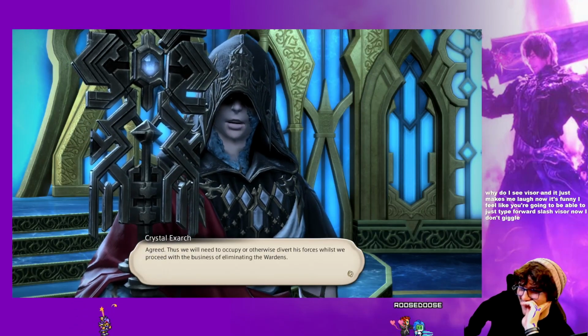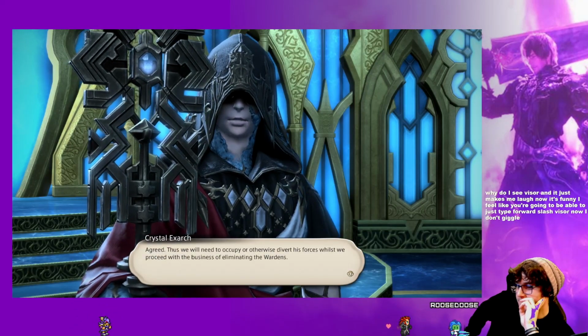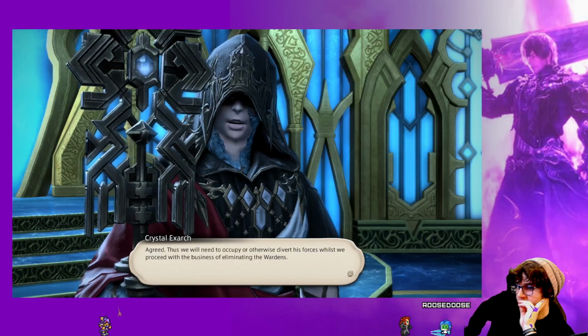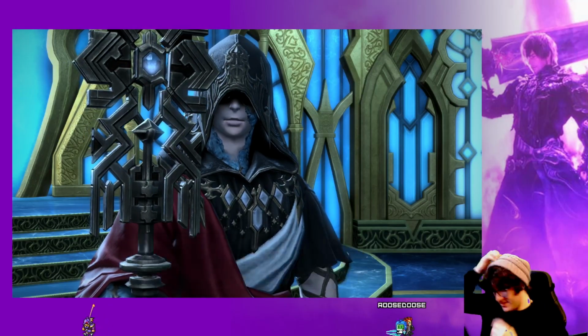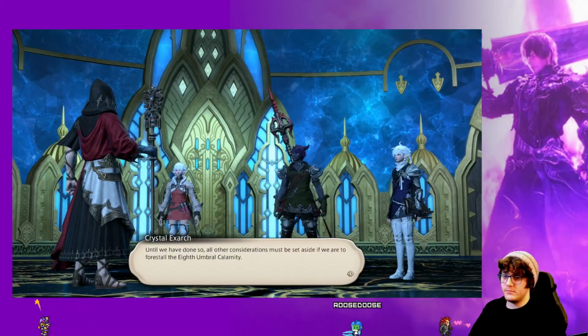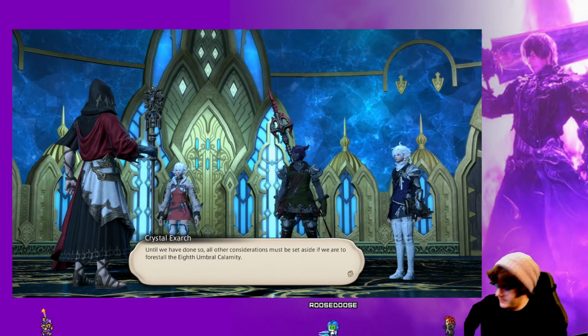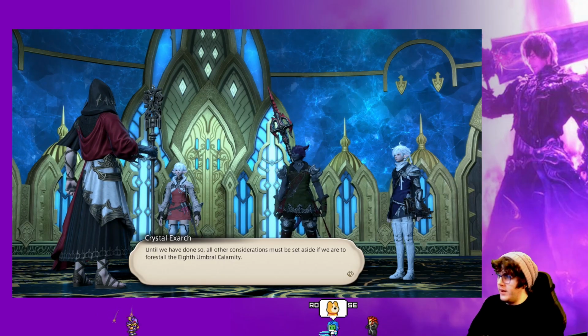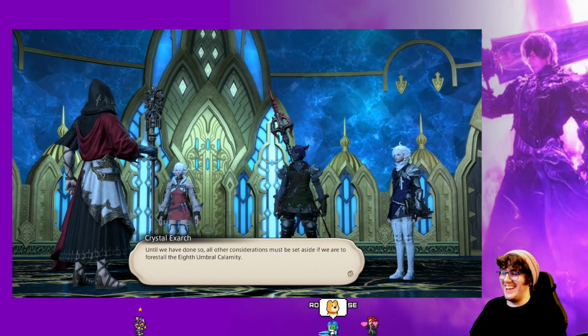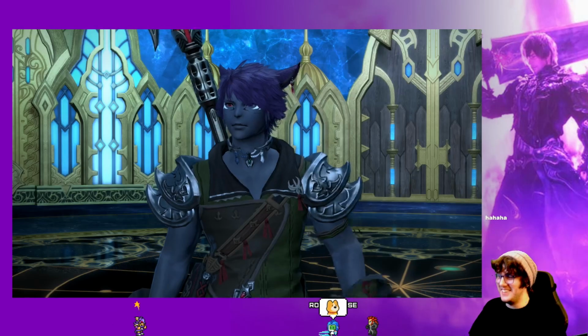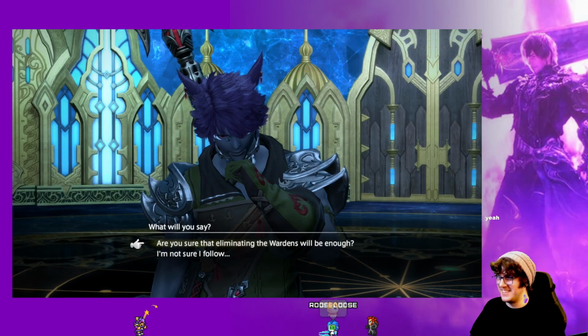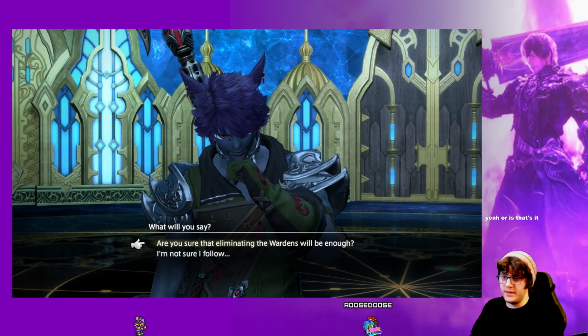Thus we will need to occupy or otherwise divert his forces whilst we proceed with the business of eliminating the Wardens. Until we have done so, all other considerations must be set aside if we are to forestall the 8th Umbral Calamity. Yeah. Are you sure eliminating the Wardens will be enough?